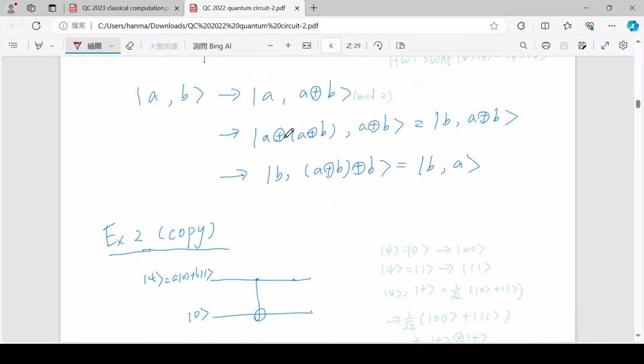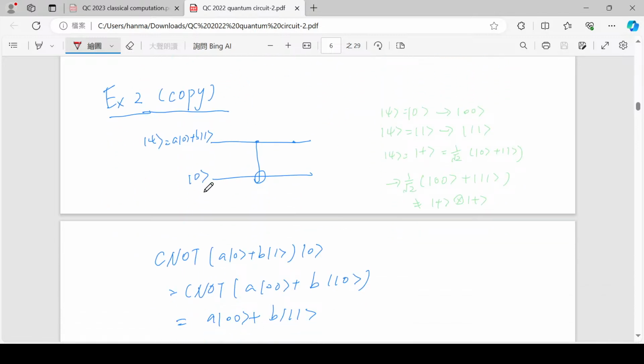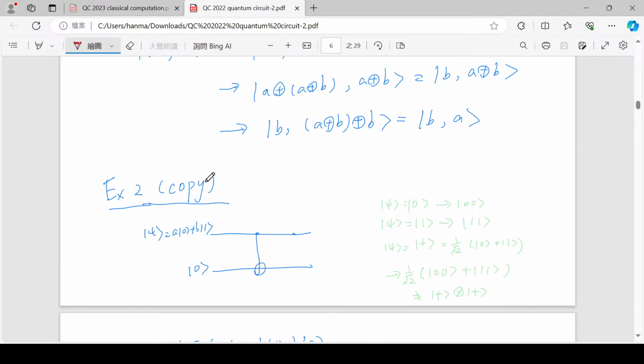And yeah, so that's example 1. Then example 2. And so this is kind of what we say we'll do. Okay. And so this is what you want to do, copying. Okay. So in classical computation, if you have a here and a 0 here, then you do CNOT, then you will get a here. But in quantum computation, we see copying is not quite possible.